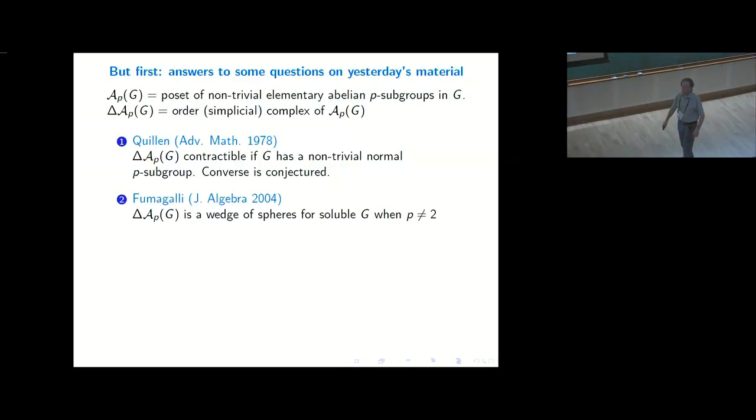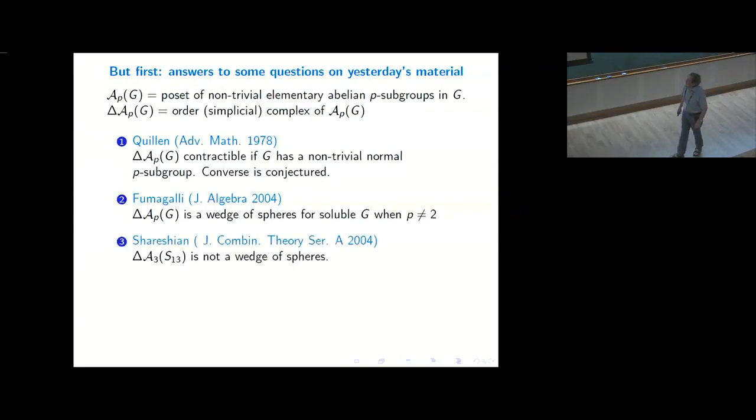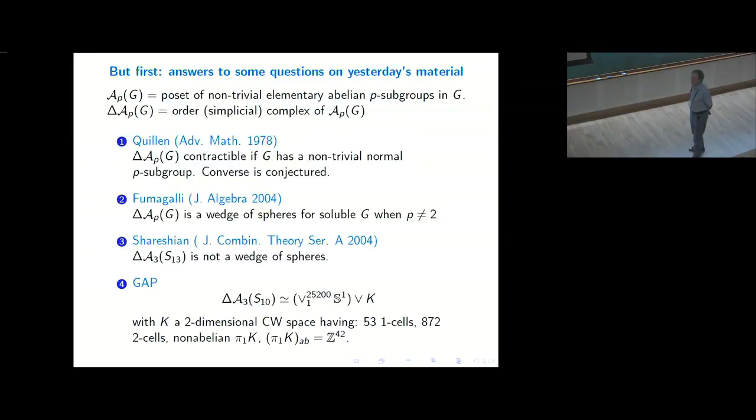So I was also asked, is this Quillen complex always a wedge of spheres? To answer this, certainly if G is soluble, and if p is not equal to 2, then the Quillen complex is a wedge of spheres. But I had to look on the internet last night to find the first example of a case where the Quillen complex is not a wedge of spheres. Take the symmetric group on 13 points and the prime p equal to 3, then the Quillen complex isn't a wedge of spheres.